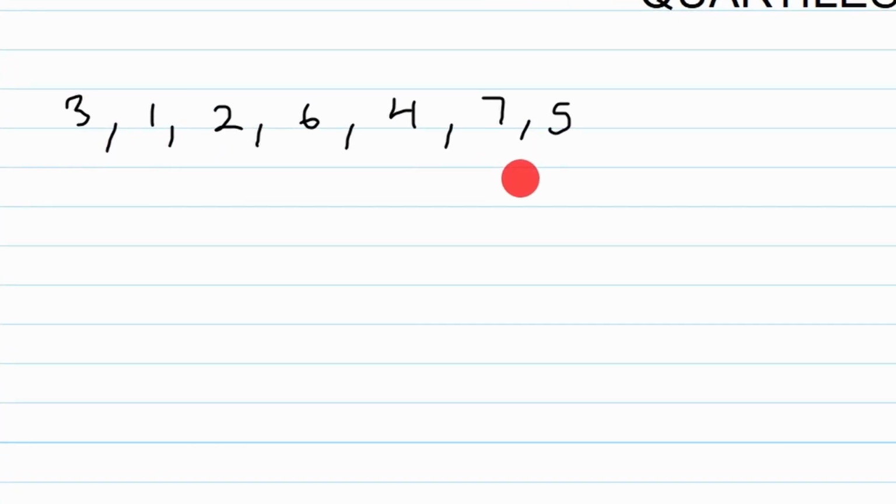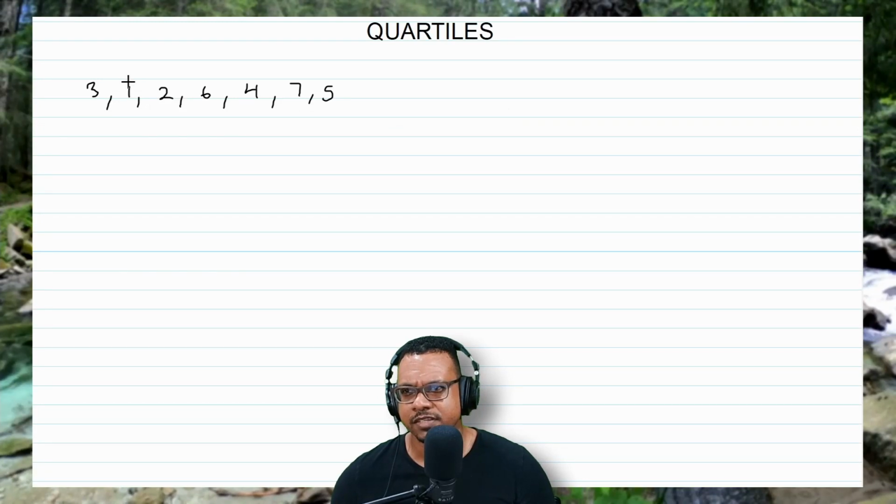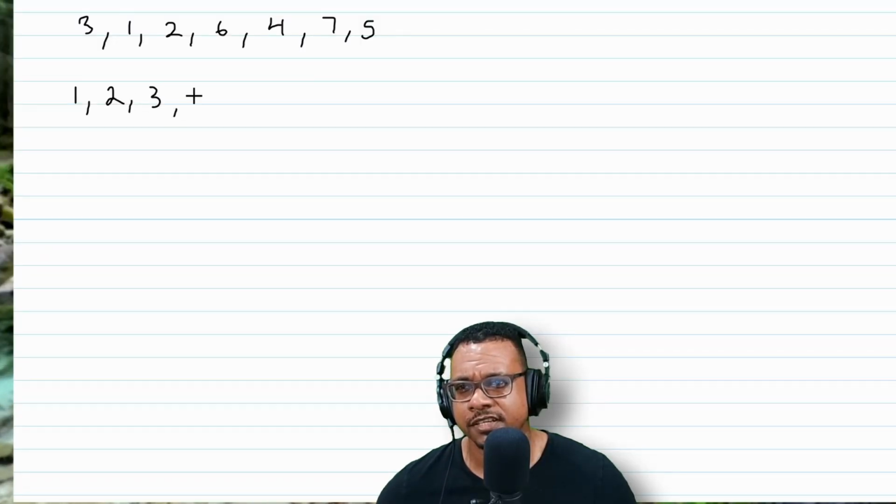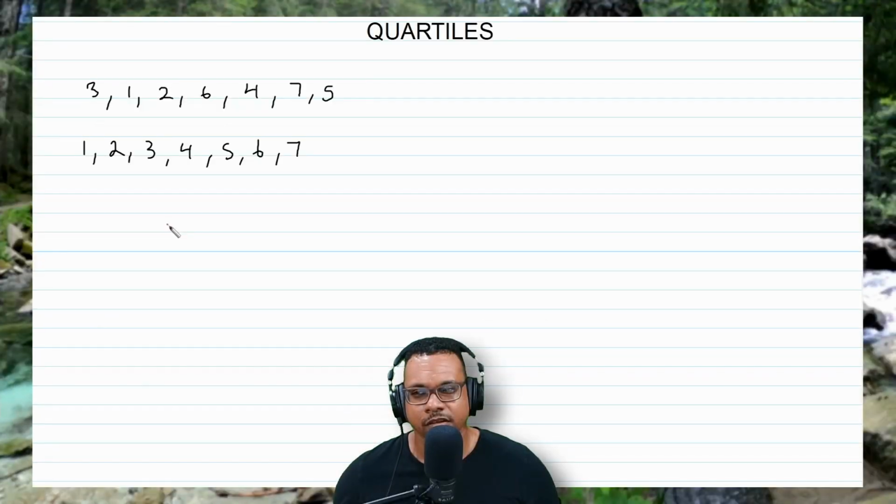So here I have some raw data. What I'd like to do is to arrange this into ascending order. So I'll start with the 1 first, then we have 2, then 3, then we have a 4, a 5, a 6, and a 7. Now the first thing we're going to find is the median, and then from the median we'll be able to get the lower quartile and the upper quartile.